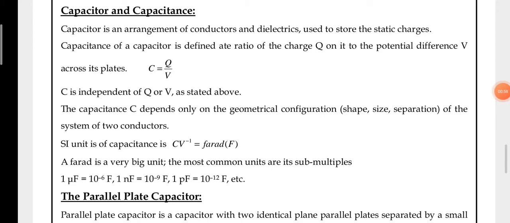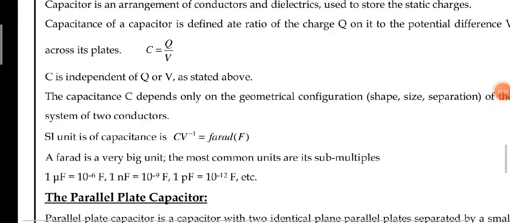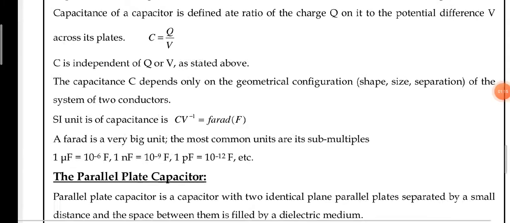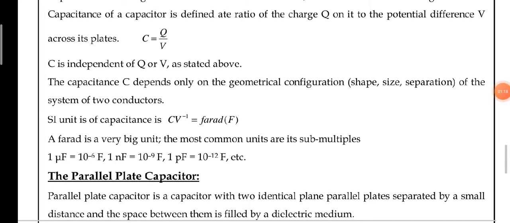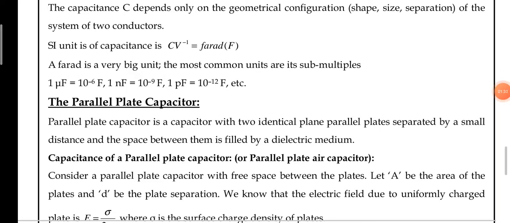Thereafter, the capacitance of a capacitor. See, in the second line there is a definition. How do we define the capacitance of a capacitor? It is defined as the ratio of charge on the capacitor to the potential difference across its plates. So, the capacitance of a capacitor is denoted by C. C is equal to Q by V. Actually, the capacitance of a capacitor depends only on the size, shape and separation of the two conductors.